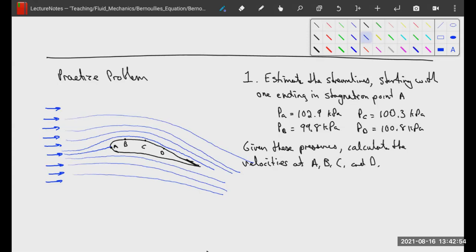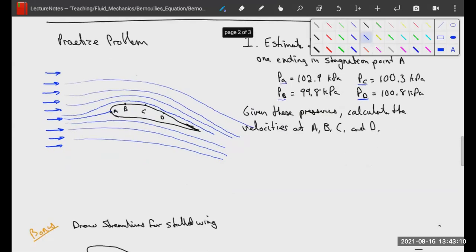Okay, so starting with 1, ending in the stagnation point A, we have the pressure at A, the pressure at B, the pressure at C, and the pressure at D. Given these pressures, calculate the velocities at A, B, C, and D, right? All right, so our model, again, we're given pressures and we're asked to calculate velocities. It doesn't get more straightforward than that. We need to use Bernoulli's equation. So equation 1 is, in this case now, I'm going to write it in terms of pressures because we're given pressures, right?